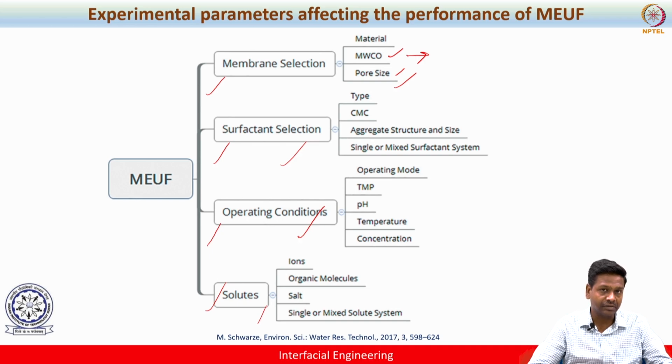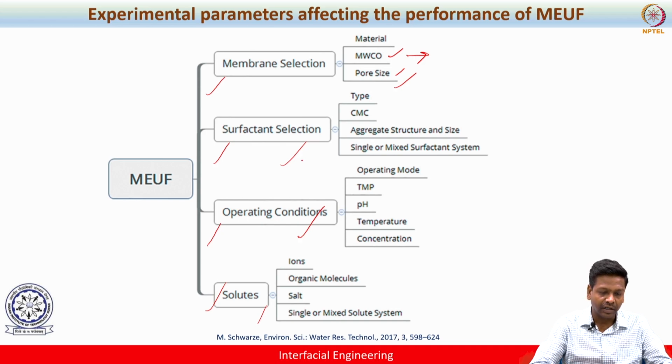So what will happen is, in such a case micelles will also pass through the membrane, so one has to choose the right pore size, the right molecular weight cutoff. As a general thumb rule, the molecular weight cutoff should be at least 3 times smaller than the molecular weight of the solute that we are dealing with.